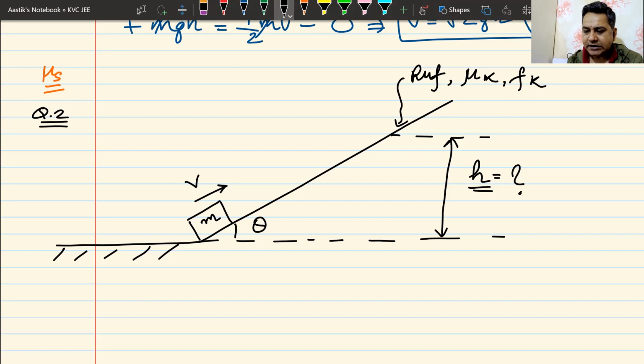Anyone with any answers, any thoughts? How will you do it? So let us assume that basically it reaches up till this height, m. So black is the original position, point A. Red is the position where something happens. What happens here?